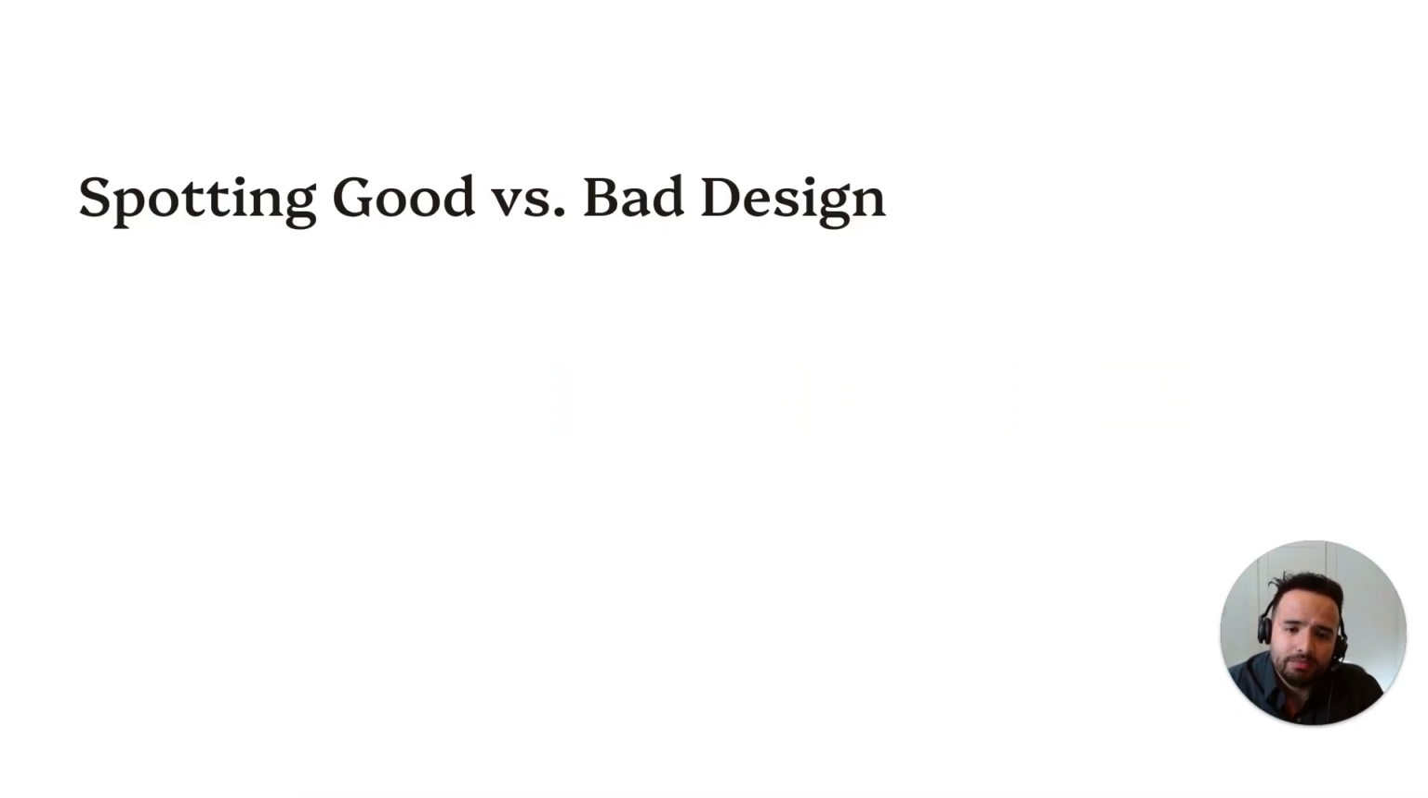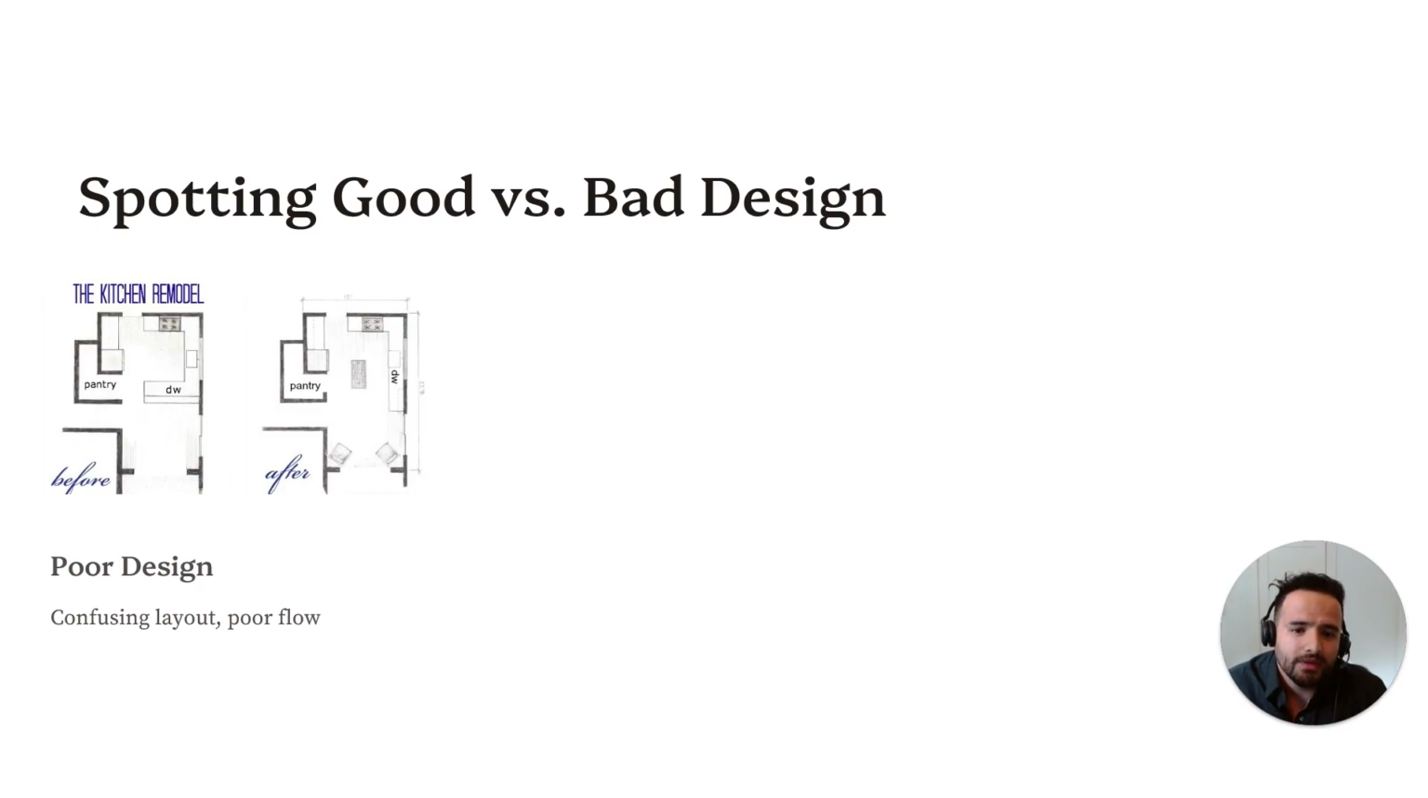Okay, now this slide is about how to spot good design and bad design. Let's talk about spotting good design versus bad design. In this first picture, we removed part of the C-shaped kitchen island, turning it into an L shape. This simple change made the space feel larger and improved the flow.